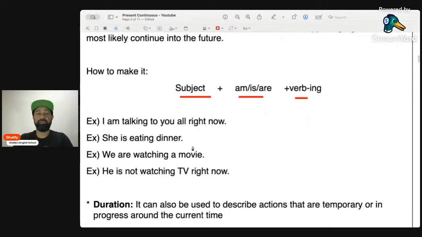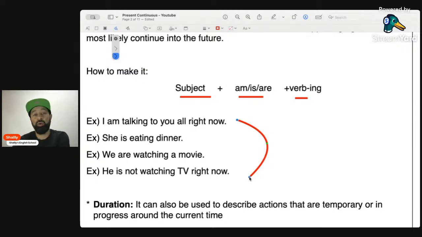So we've got some great examples right here. I'm talking to you. I'm talking to you all right now, which I'm doing. That's what I'm doing. What is she doing? She's eating dinner. So she's eating. That action is happening now, right?